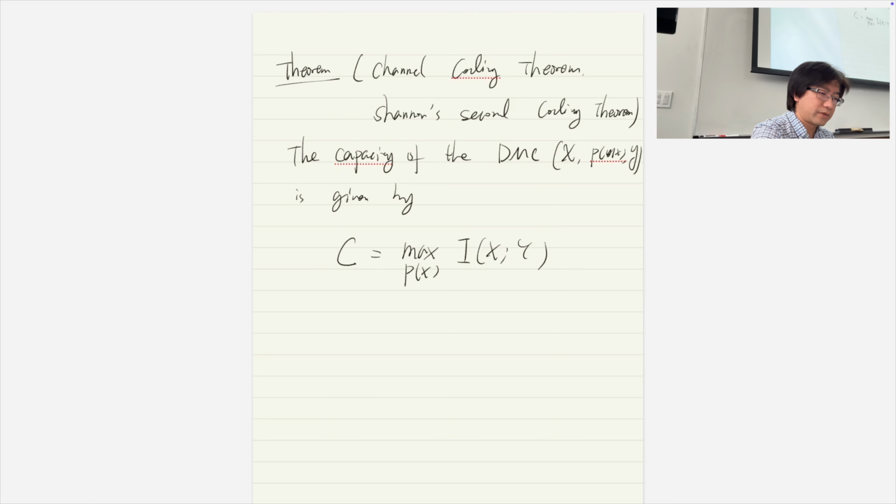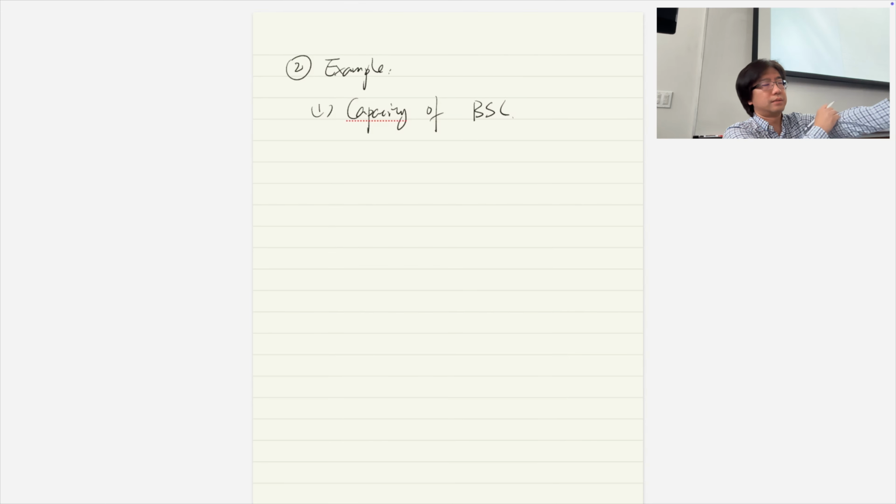Okay, so let's see the first example. Capacity of the BSC. That's the simplest channel we introduced, the binary symmetric channel. One observation here, hopefully you still remember what the binary symmetric channel is. Basically, it's given by this.